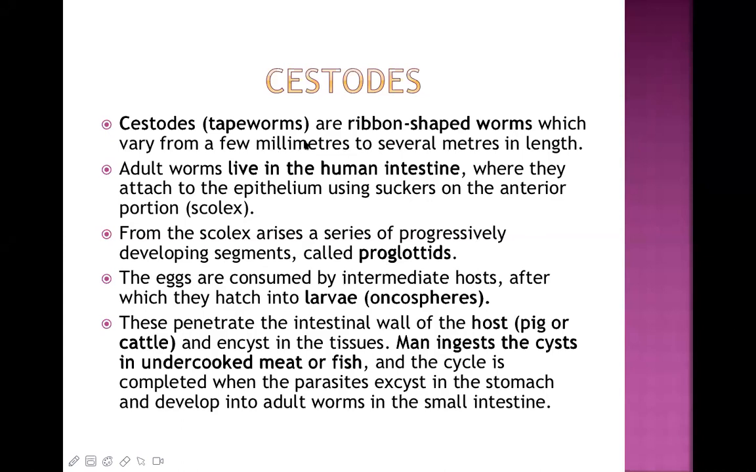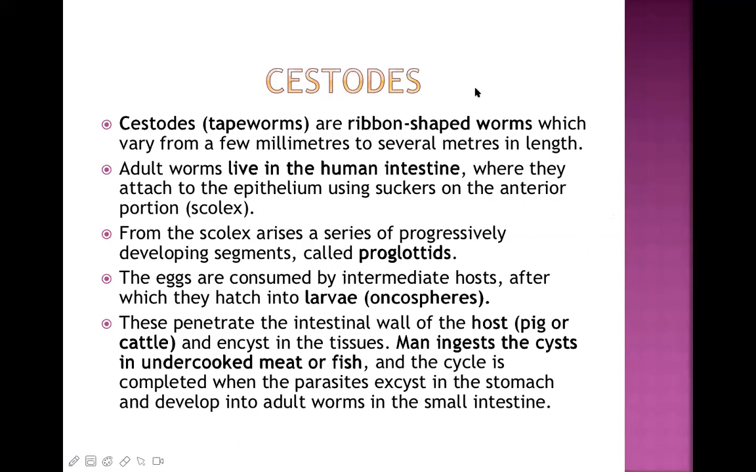Now cestodes, also known as tapeworms, are one type of important worms in the classification of helminths. They are ribbon-shaped worms which vary from a few millimeters to several meters in length. They can be quite long, okay? They can be several meters in length. The adult worms, in case of tapeworm, there are different types of tapeworm. We have got different names. You already know them, like some tapeworms are called beef tapeworm, some are called pork tapeworm, some are called fish tapeworm.